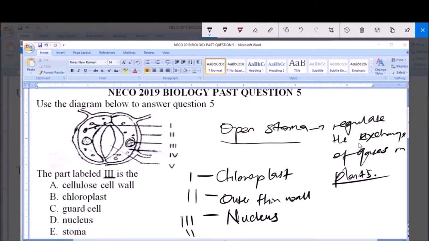Now IV is the guard cell. These are the cells that regulate the opening and closing of the stomata. They are specialized cells. Then V is the stomata pore, and that is why we say it is an open stomata, because the pore is open. But the question says the part labeled III is the nucleus. So option D is the correct answer, the nucleus.